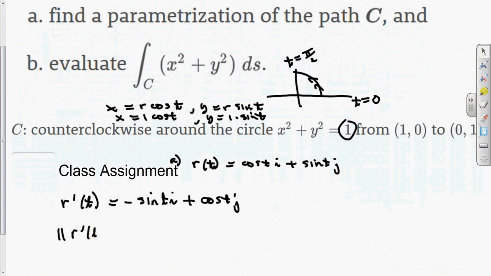Its norm is the square root of negative sine t, all squared, plus cosine t, all squared. Do you agree with me? That's just one.